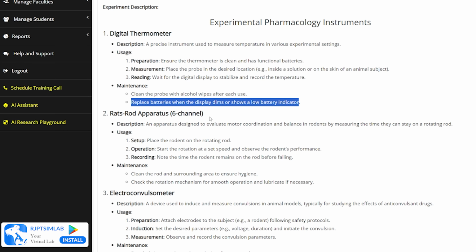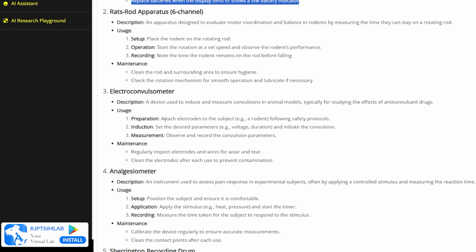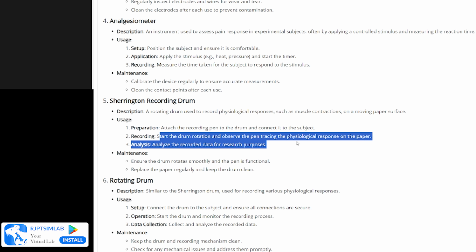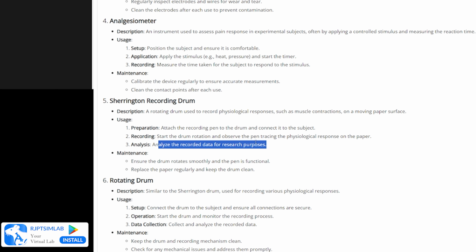We have seen the rota-rod apparatus, the electroconvulsiometer, and the analgesiometer. Now let's see the Sherrington recording drum. It is a rotating drum used to record physiological responses such as muscle contraction on a moving paper surface. For usage, in preparation, attach the recording pen to the drum and connect it to the subject. Then start the drum rotation and observe the pen tracing the physiological response on the paper, and then analyze the recorded data for research purposes.